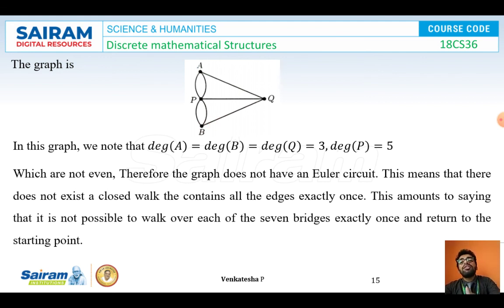Now this graph has degree of A equal to degree of B equal to degree of Q equal to 3, and degree of P equal to 5. These degrees are not all even here. Therefore, the graph doesn't have an Euler circuit. This means that there does not exist a closed walk that contains all the edges exactly once. This amounts to saying that it is not possible to walk over all the seven bridges exactly once. So hence it's not a closed walk.